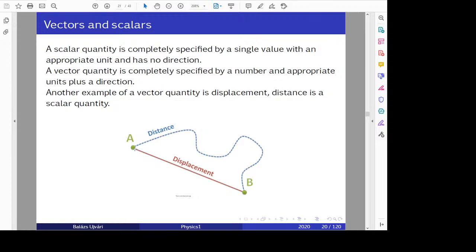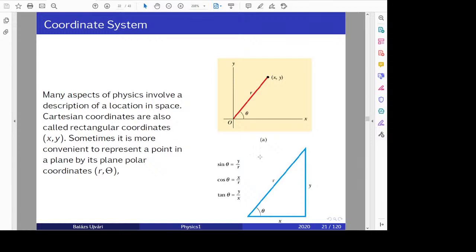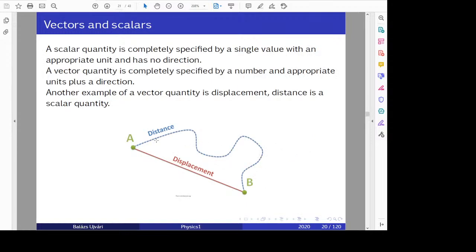The easiest example to understand the differences between displacement and distance: if you go from A to B on the path like this blue one, your distance is the path you did, and the displacement is only the position B minus position A. So the vector from A to B.